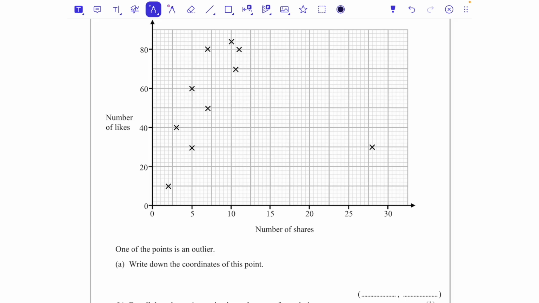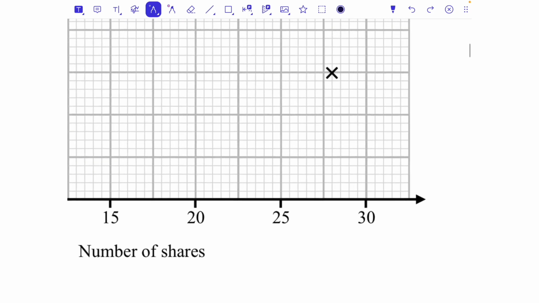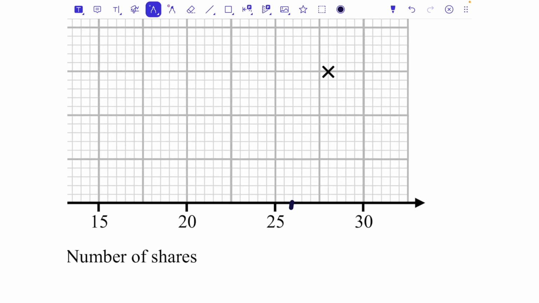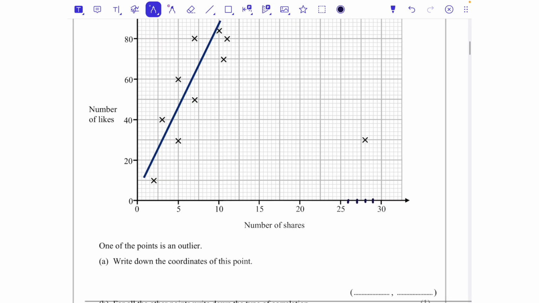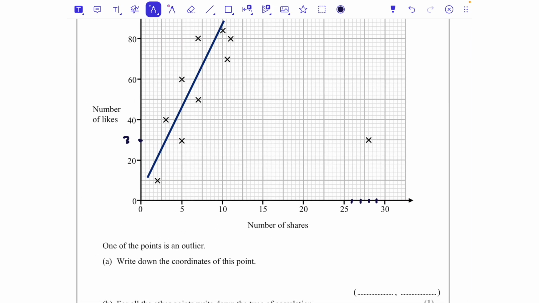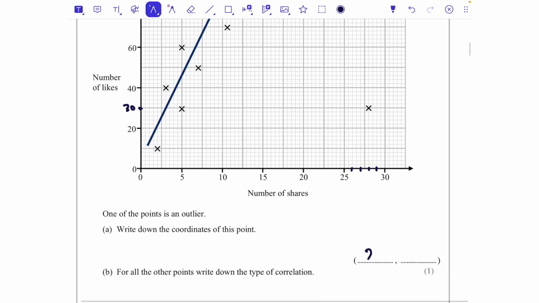So an outlier is a point that does not fit the trend of the data. And we can see that the data is following a pattern over here like this. This point here does not fit the trend of the data, and so we would say that that is an outlier. Now be really careful when you're reading off the axes. I've been quite crafty here. I've gone 26, 27, 28, 29. So this is going to be 28, and then in this direction we can see that that is 30.